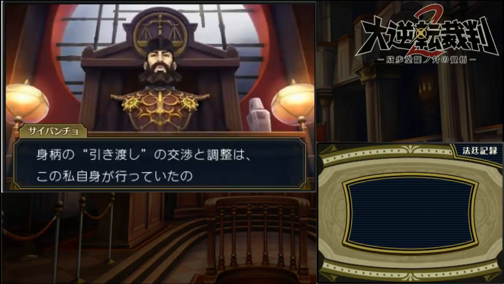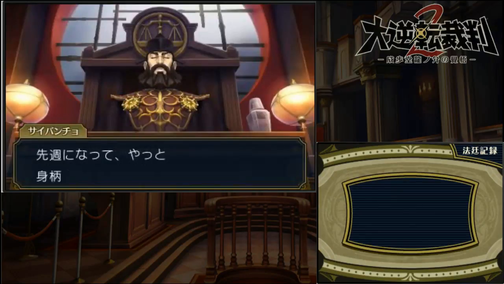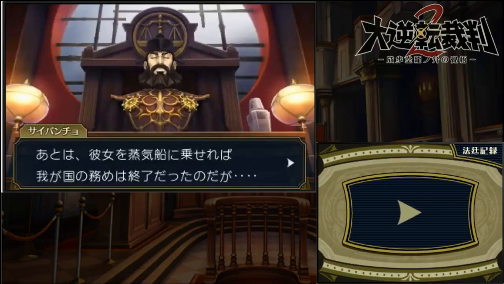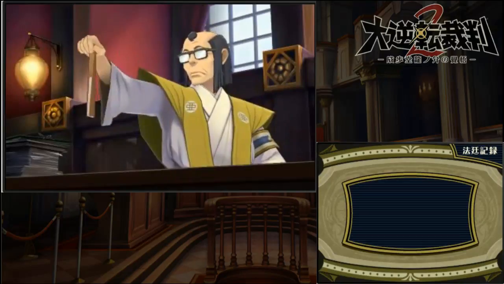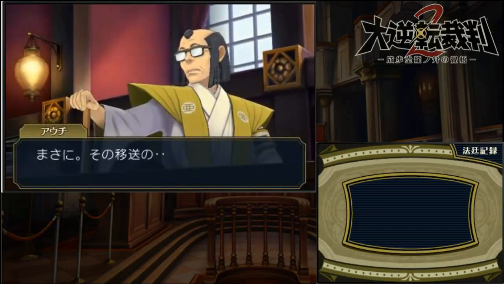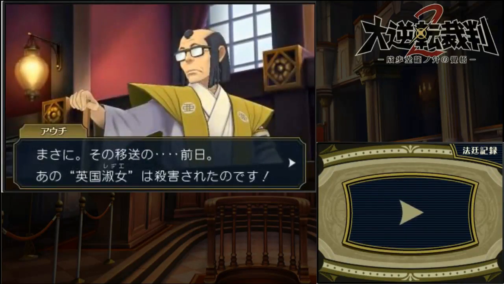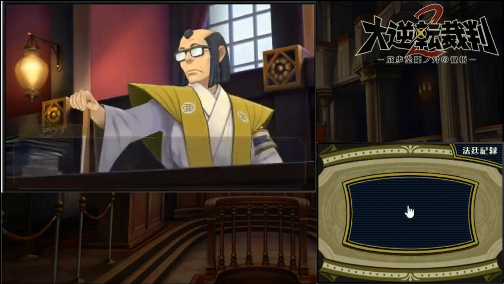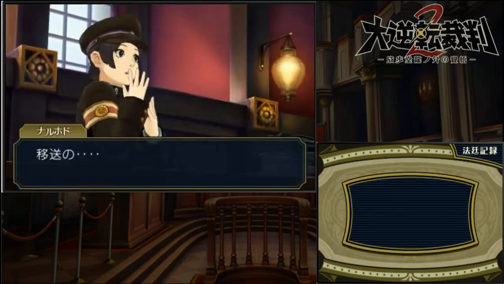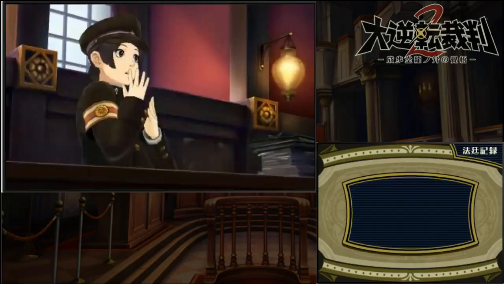I myself handled the discussions between our governments and the coordination of the handover. The arrangements were finally settled just last week. All that was left was to send her off on a steamship, and our empire would be done with her, but... 'Twas exactly the day before her departure that Englishwoman had been murdered. The day before her departure.